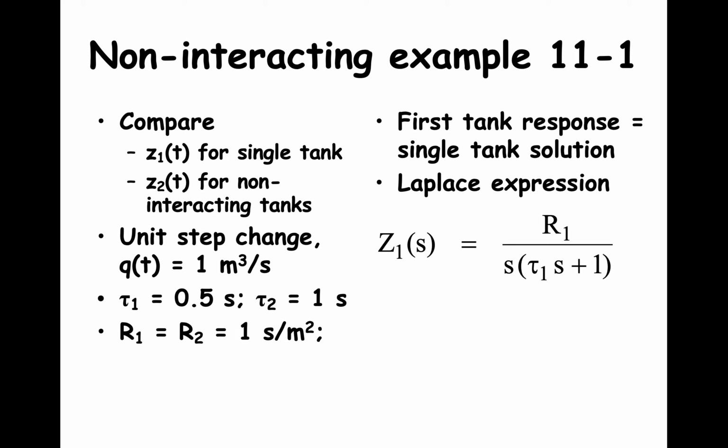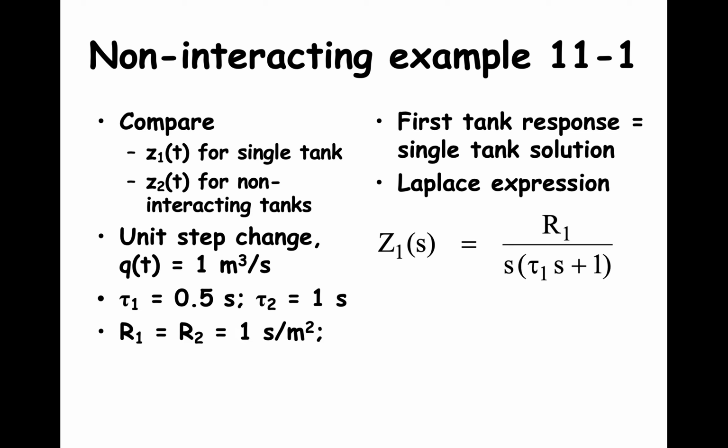Both laminar fluid flow resistances equal 1 second per square meter. Given the tau values and R values, we can find the tank cross-sectional areas because tau equals A times R. For this problem, A1 equals 0.5 square meters and A2 equals 1 square meter.